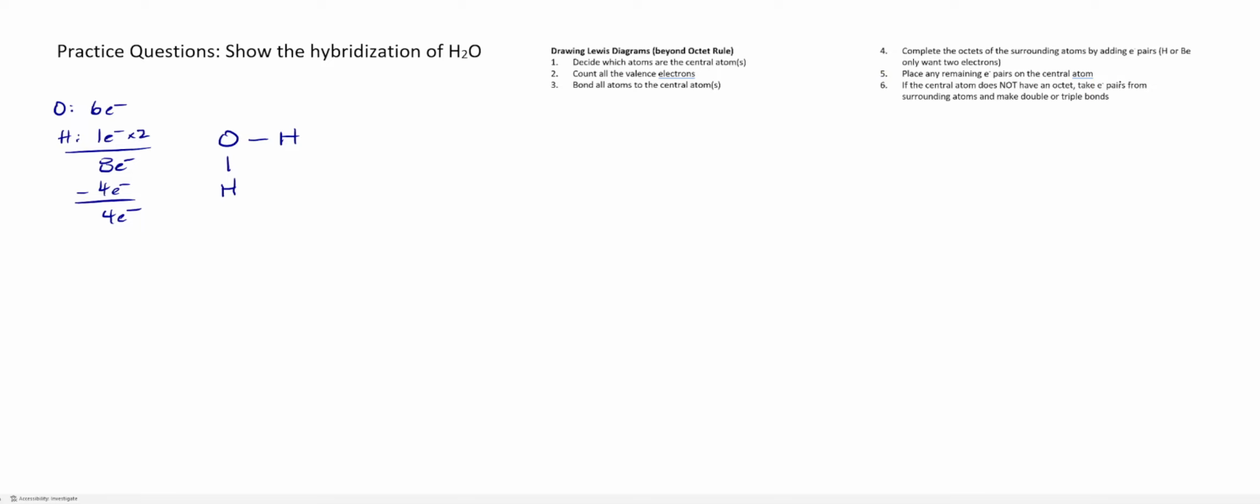Place any remaining electron pairs on the central atom. Okay, so here we go. Got 4 electrons and now I'm at 0. Perfect. So this is my Lewis diagram and this was all step 1. Okay. Step 2 is my valence shell.